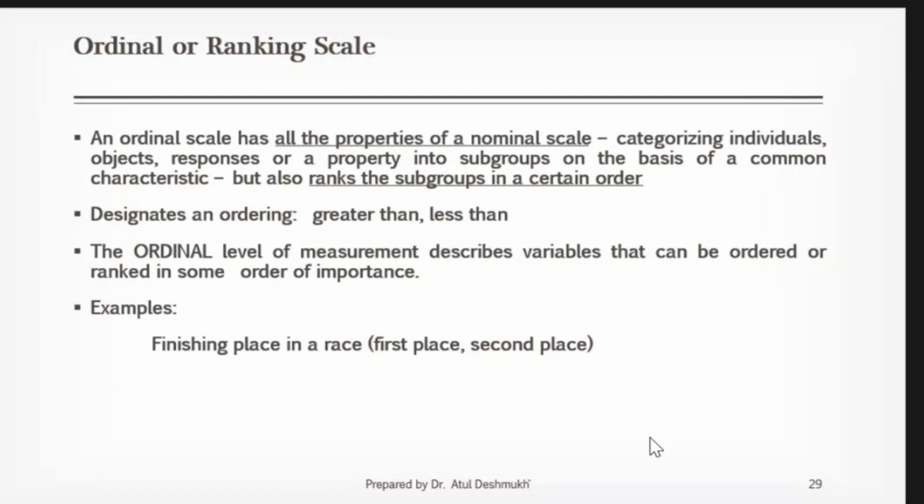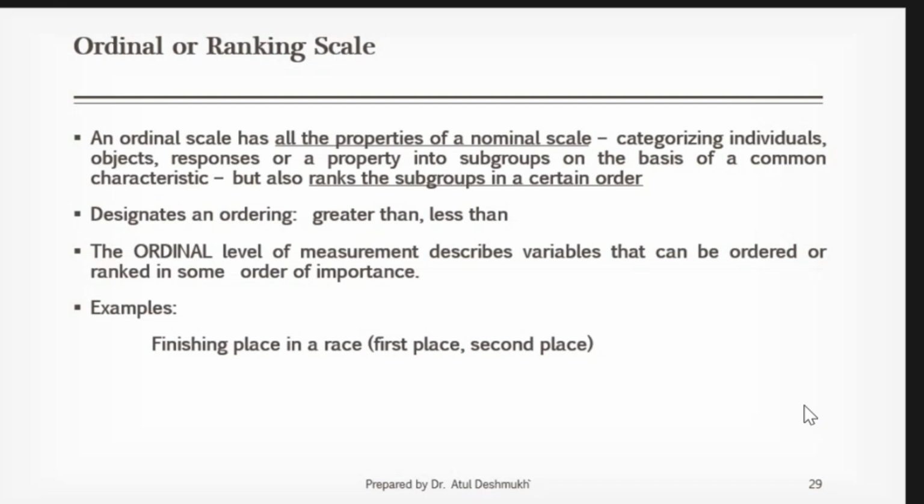So the ordinal scale has all the properties of the nominal scale. Basically, it is one step ahead of the nominal scale. The nominal scale is basically a classificatory scale, so the ordinal scale will have all the properties of the nominal scale, meaning it will classify you people.